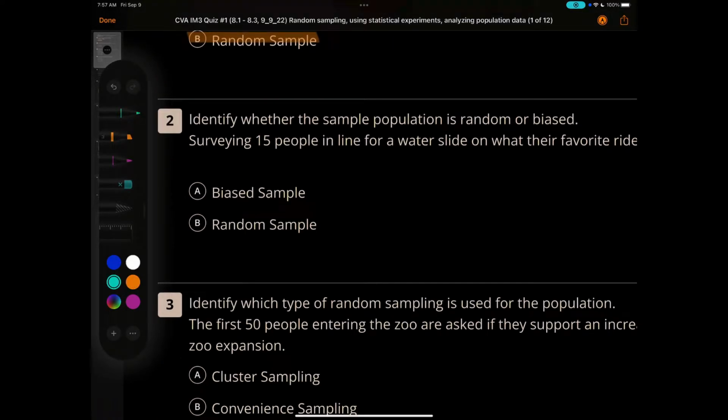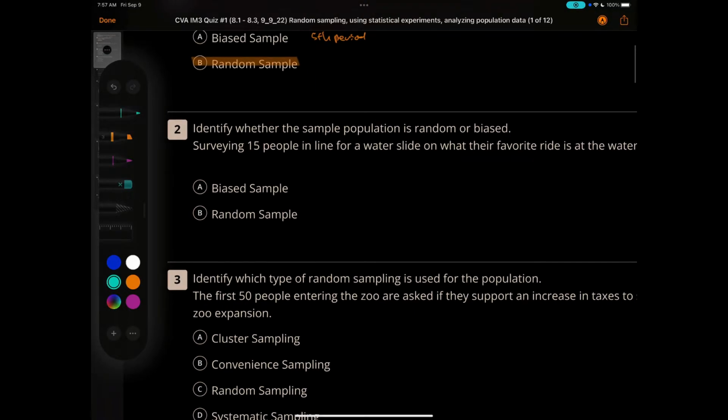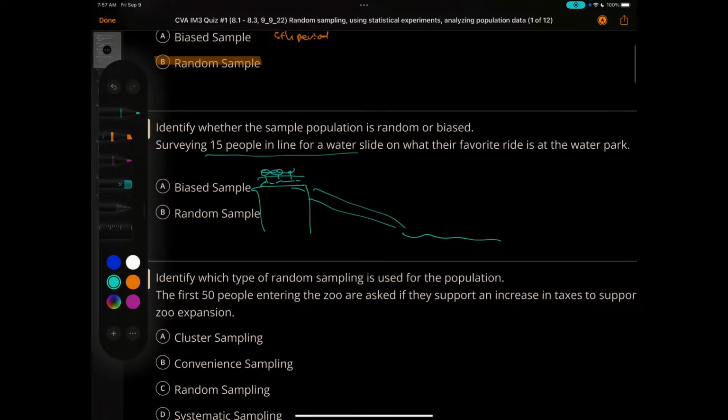Question number 2, determine whether the sample population is random or biased. Surveying the 15 people in line for a water slide. So here's my water slide, and these people are already in line. Then you're asking what their favorite ride is at the water park.